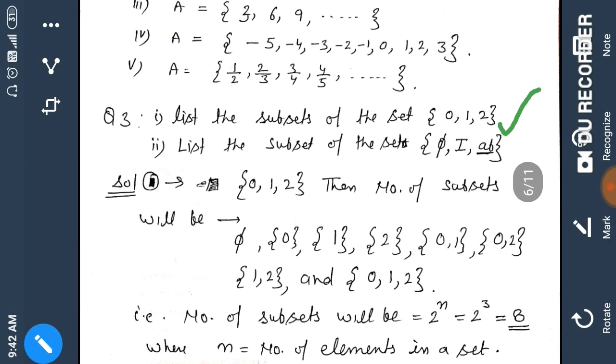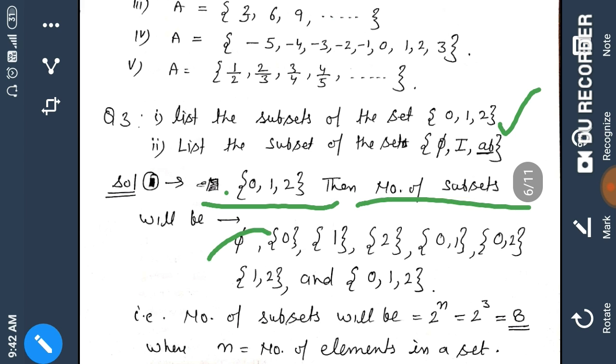Then the second part is to list the subsets of the sets phi, I, A, B. Okay, we solve the first question. This is the set {0, 1, 2, 3} and we have to find the subsets. Subsets means how many subsets we can make.